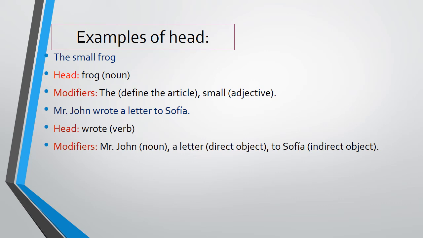Another sentence is Mr. John wrote a letter to Sophia. The head is wrote, which is a verb, and the modifiers are Mr. John, which is a noun, a letter, which is the direct object, and to Sophia, which is the indirect object.